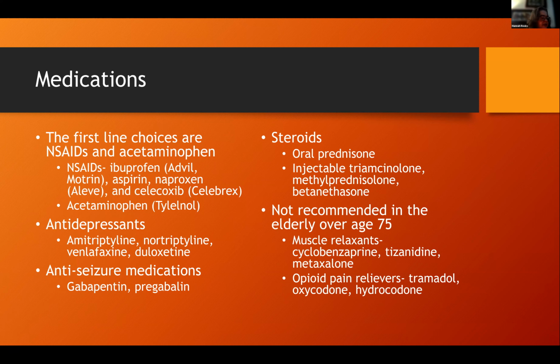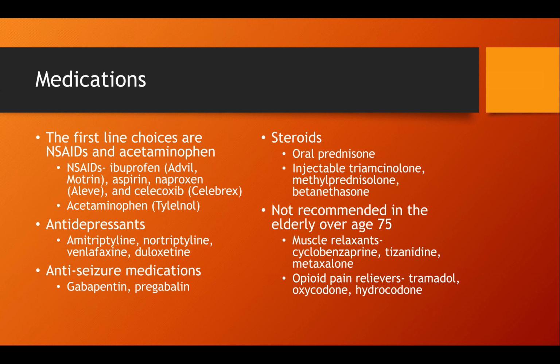And you also want to avoid use of the non-aspirin NSAIDs, that would be ibuprofen, naproxen, and celecoxib, in patients with a history of peptic ulcer or stomach bleeds, because they can increase the risk of that reoccurring. You also want to avoid using this with alcohol, because that can increase the stomach bleed risk.